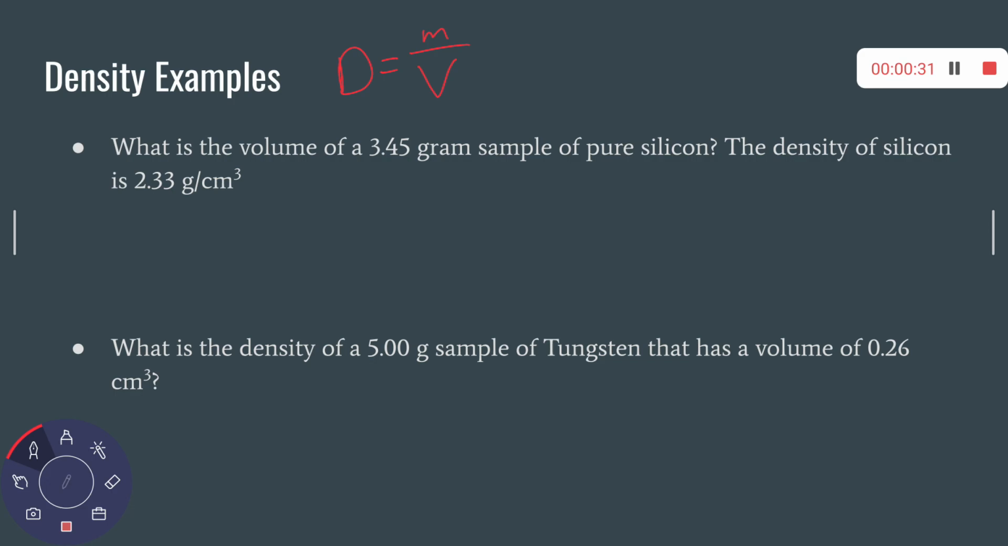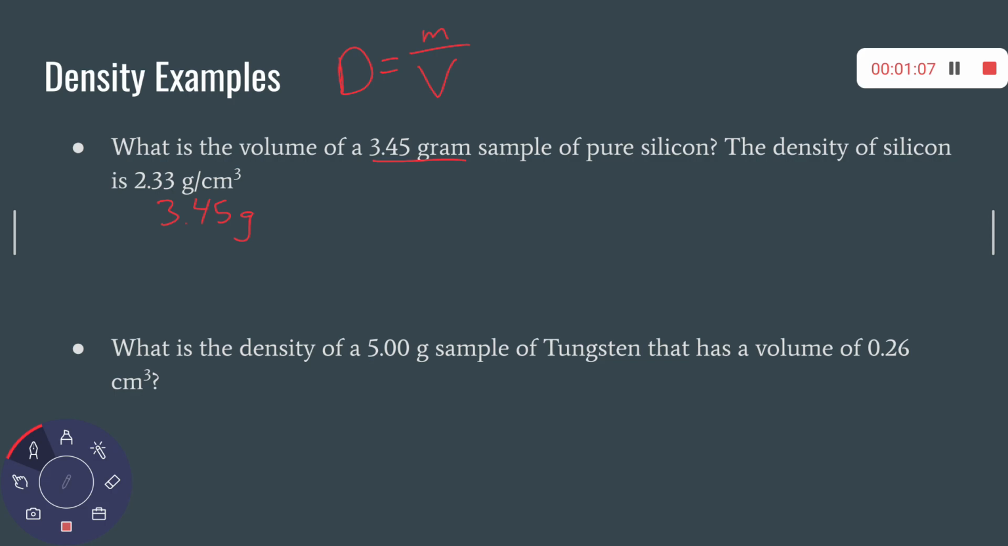So if we look at this first problem, what is the volume of a 3.45 gram sample of pure silicon? The density of silicon is 2.33 grams per centimeter cubed. Before I start plugging numbers into my formula, I'm just going to figure out what I have. So I'm going to look at this problem. The first value I run into is 3.45 grams. Now my job is to figure out which variable, density, mass, or volume, this value fits into.